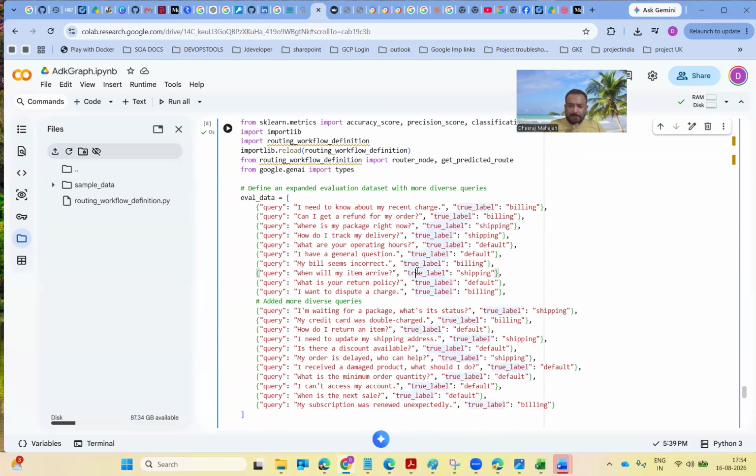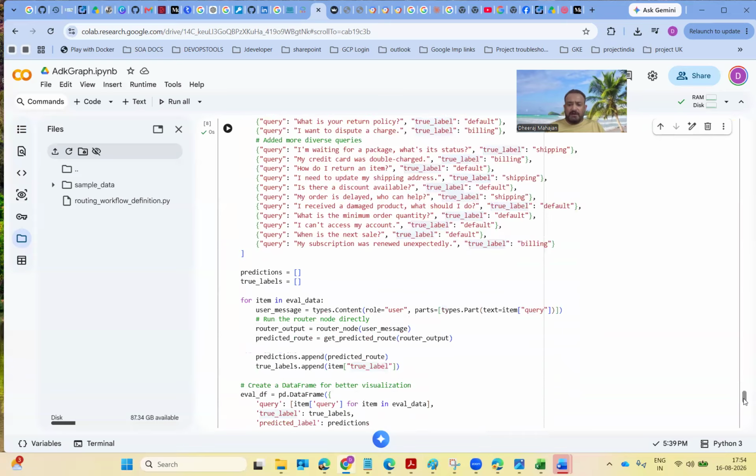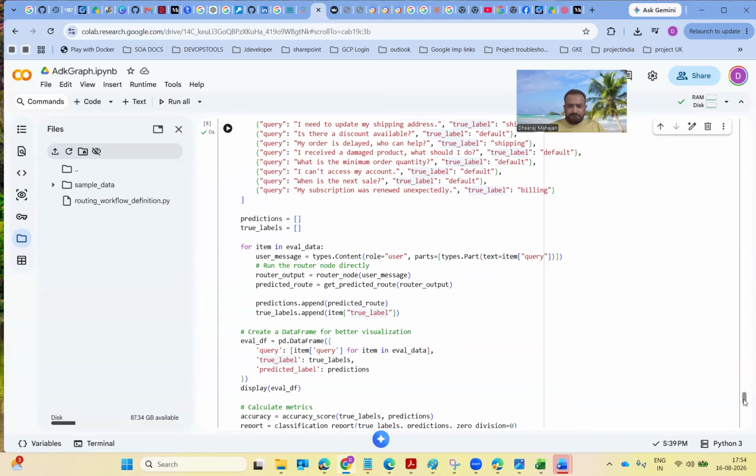It is billing. So every user query is labeled, whether it will go to the billing agent, the shipping agent, or the default. We have already given the instruction: if anything goes with a charge, go to billing; if somebody asks about tracking of the order, it will go to shipping, right? But we have to create some sample data set, and based on that we will evaluate how good and accurate our model is.